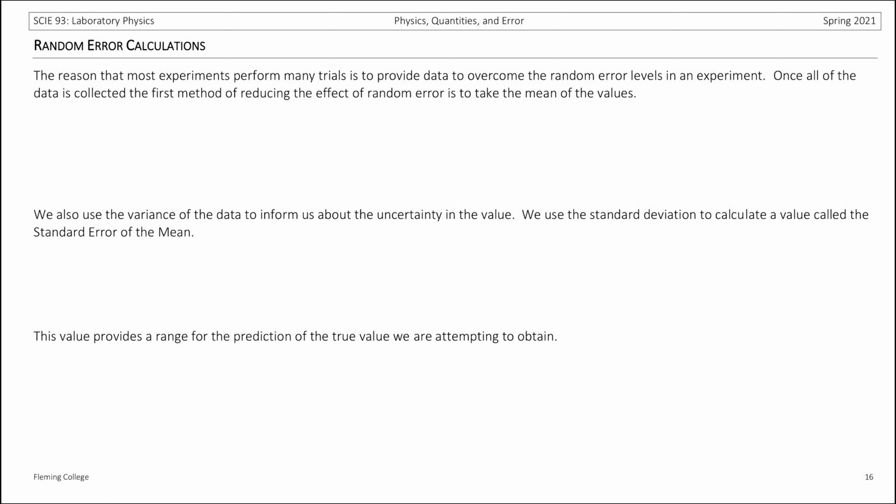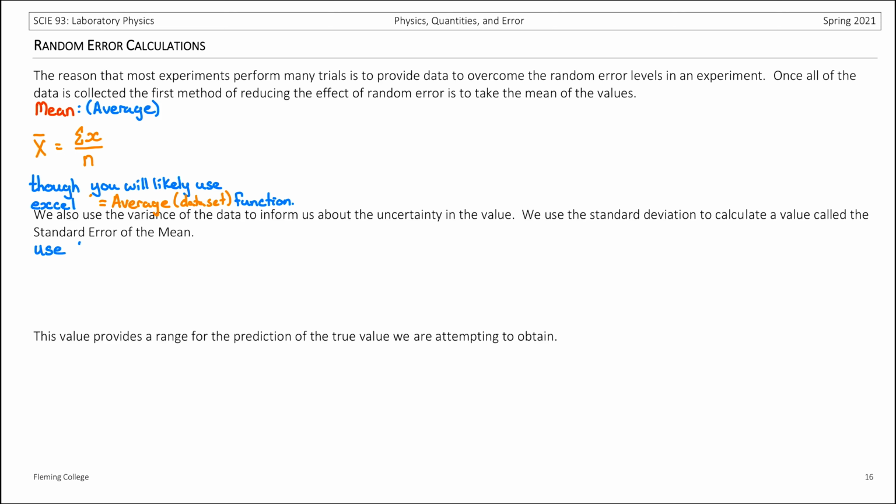The first method for reducing the effect of random error is to take the mean of all the values. This is the average, so this is represented with the X bar symbol, and it is often the sum of all your values divided by the number of values, though it's more than acceptable for you guys to just use the average function on your data set in Excel.